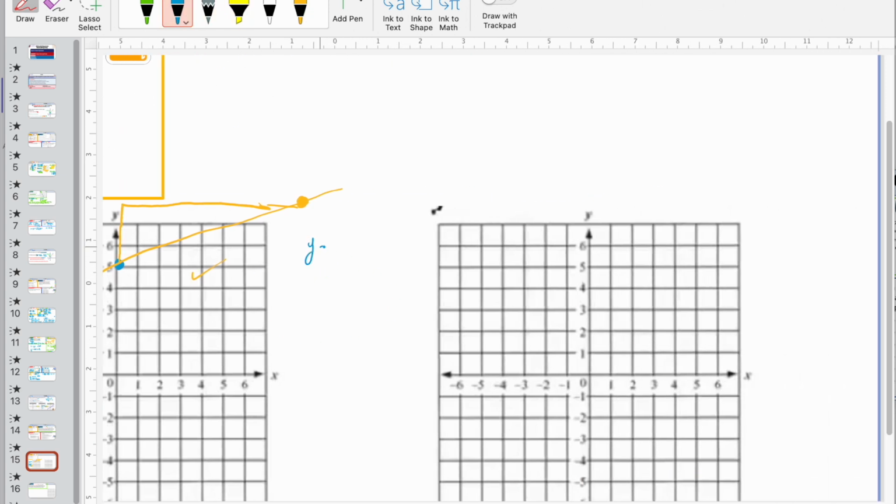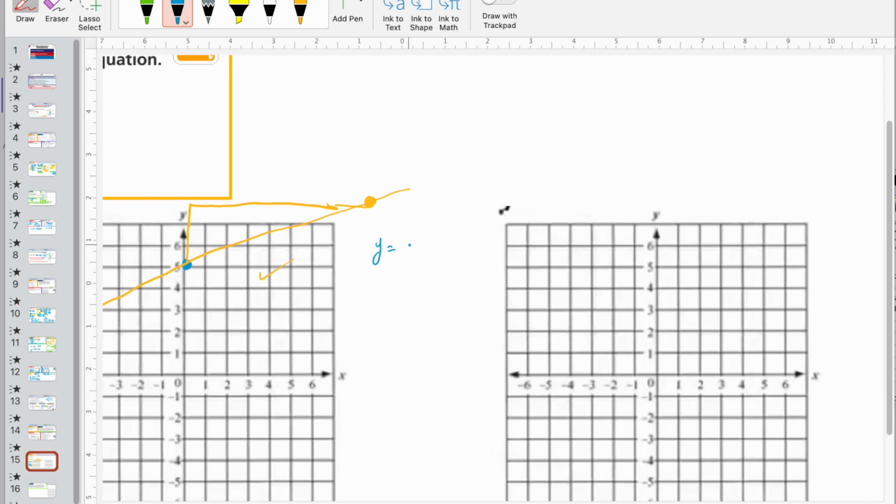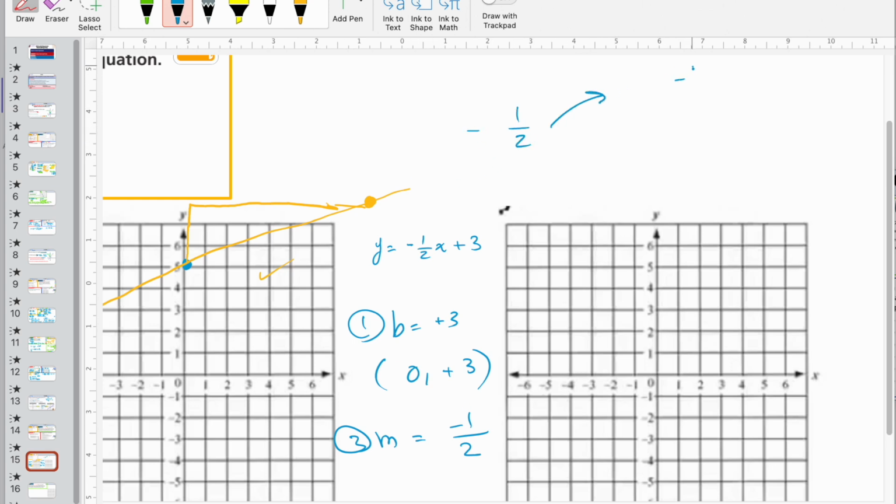Let's do the other equation. Y equals -1 over 2x plus 3. First, what is b? It's +3, and I have a point at 0, +3. What is m? It's -1 over 2. By the way, the negative was outside. So you're either going to do it as -1 over the 2, that is positive, or you're going to do it as +1 over -2.